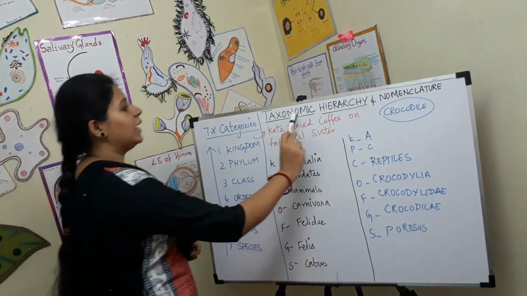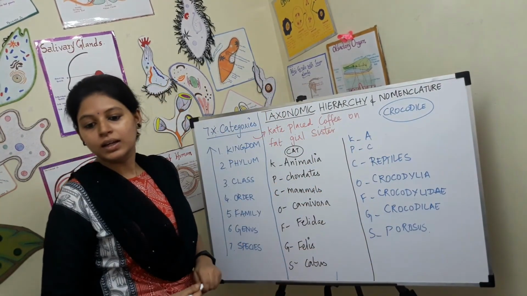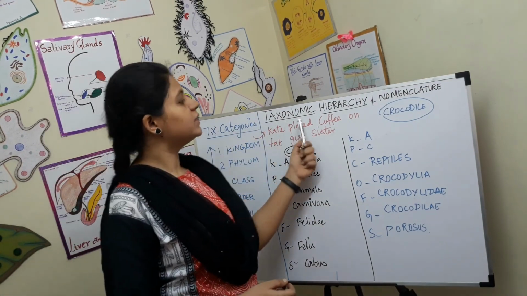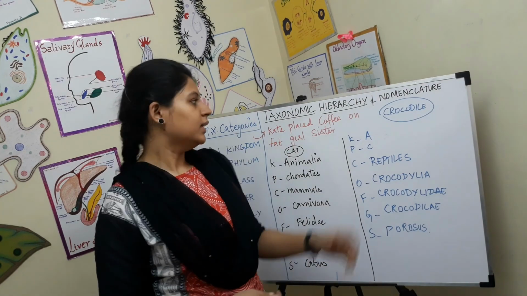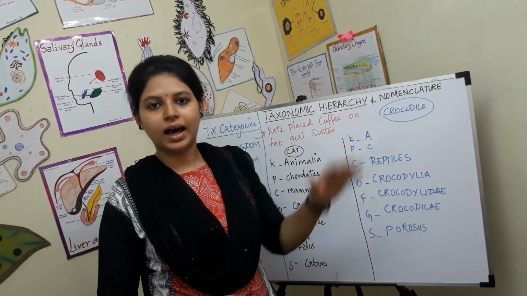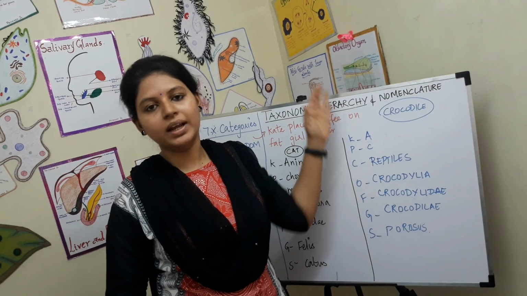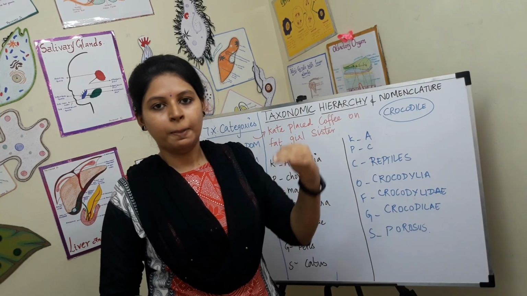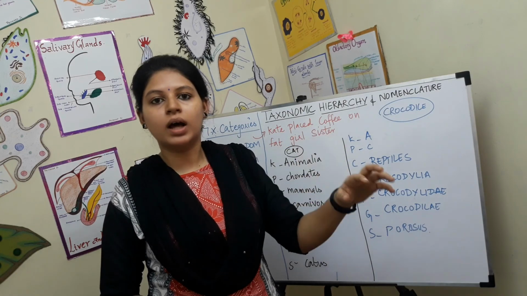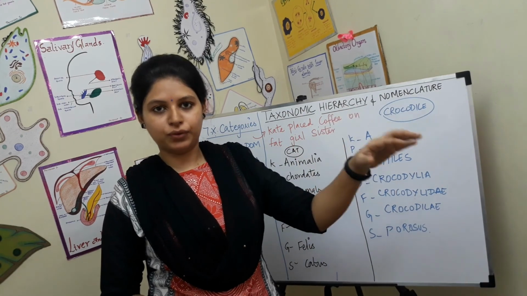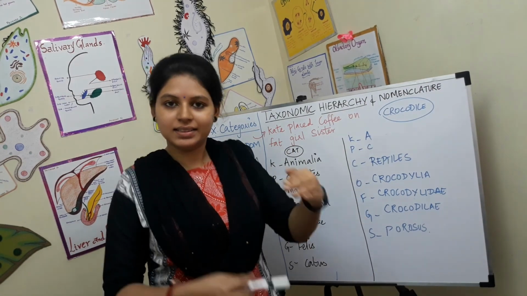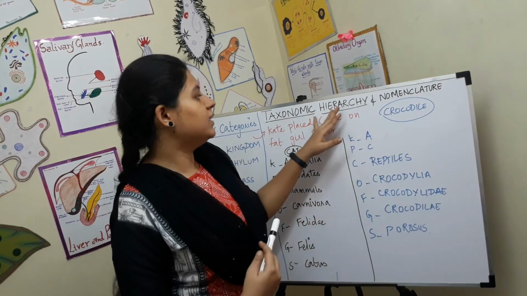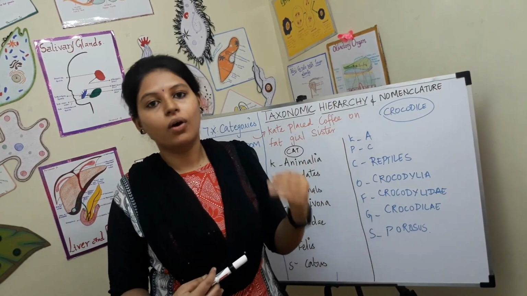So first is taxonomic hierarchy and nomenclature. First we will see what is taxonomic hierarchy. So what is hierarchy? Hierarchy is a simple English word meaning arranging things in their own rank. For example, a person who has scored 100 on 100 is the first rank. Then 99 is the second rank, one rank below. 98 is the third rank. So that is hierarchy, arranging in order.